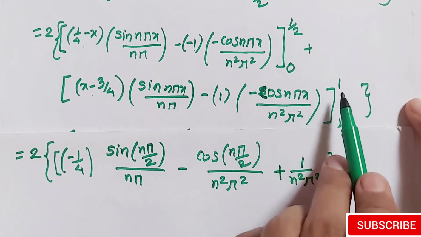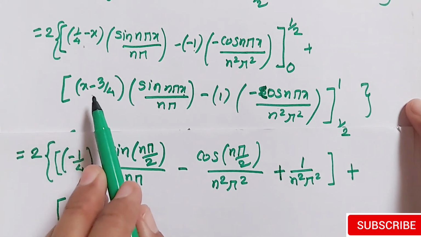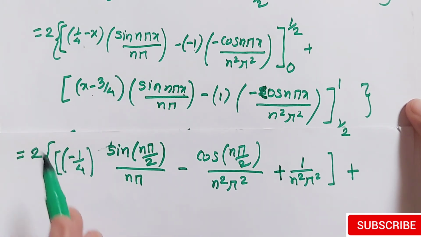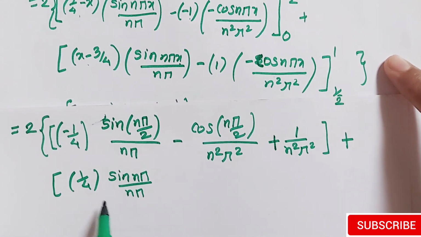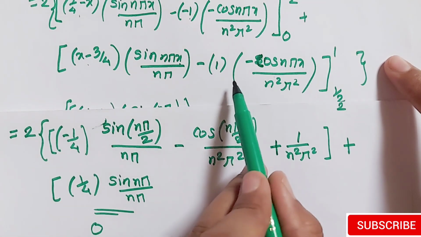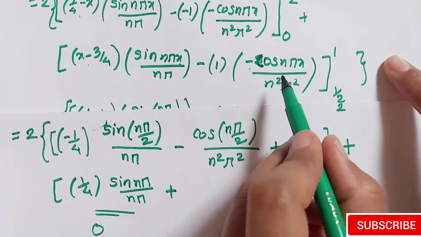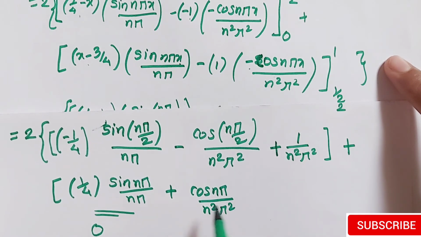Plus, in the second term, put the upper limit x equals 1. So here 1 minus 3/4, it is 1/4 into sin n pi by n pi. But sin n pi is again 0, so this term is also directly 0. Then next is here x equals 1. So minus of minus plus, x equals 1, so cos n pi divided by n square pi square.